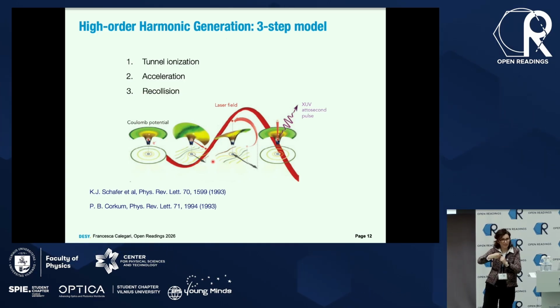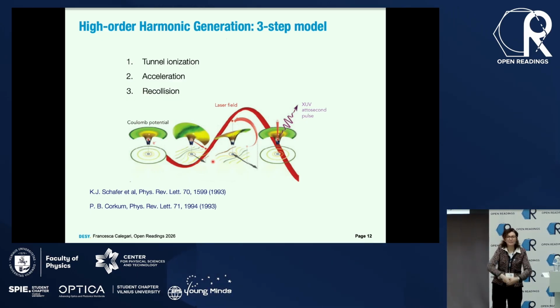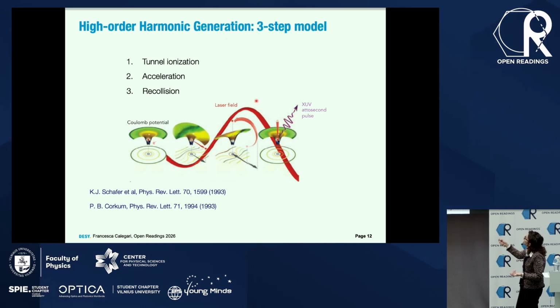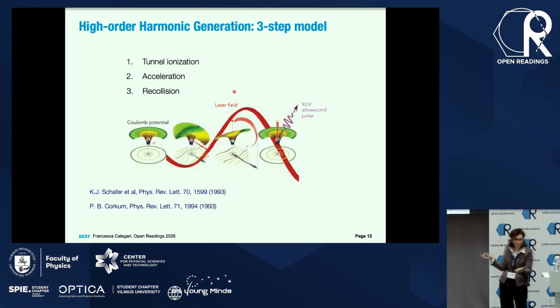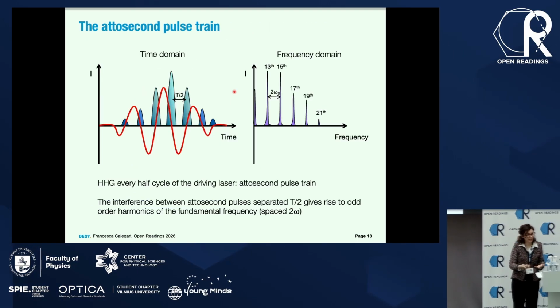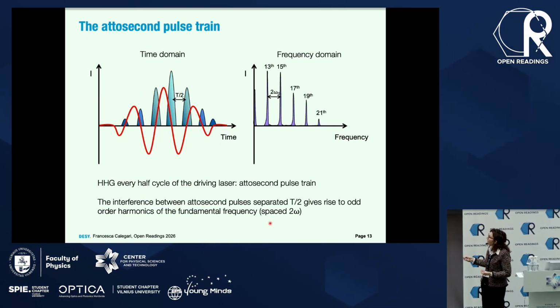It recombines, but the electron has accumulated so much energy because it has been accelerated and driven back, so when it recombines, it has to release all this excess of energy. And this excess of energy is released in a radiative way with the emission of a photon. Now, this process is actually happening every half cycle of the driving laser.